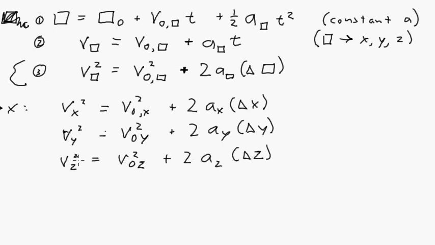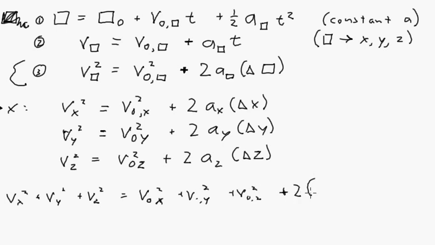And if we add all these equations up, what we get is vx squared plus vy squared plus vz squared equals v naught in x squared plus v naught in y squared plus v naught in z squared plus 2, and I'm going to collect all these terms, a sub x delta x plus a sub y delta y plus a sub z delta z. You get the idea.